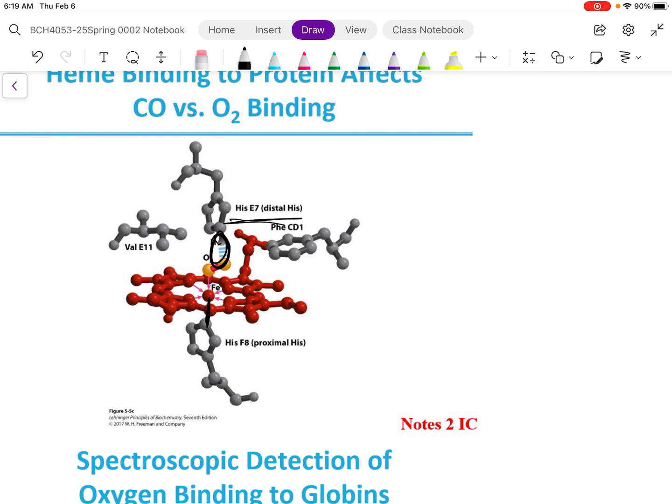And so it's that breathing motion that allows substrates to come in and out. And when that breathing happens, you can have slight conformational changes in that distal histidine. It's a gatekeeper, so it can swing one way to let oxygen go in, and then once oxygen's there, it will swing back and lock the oxygen in place.